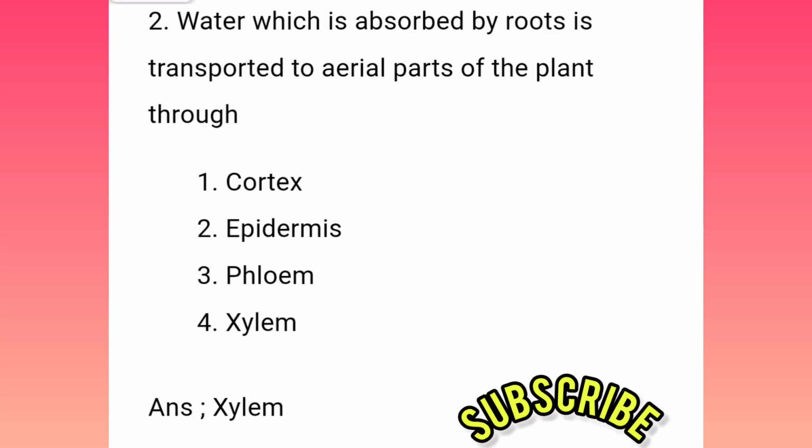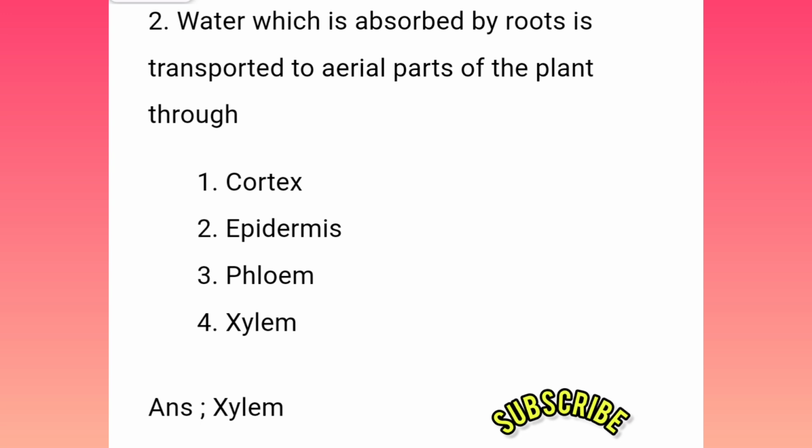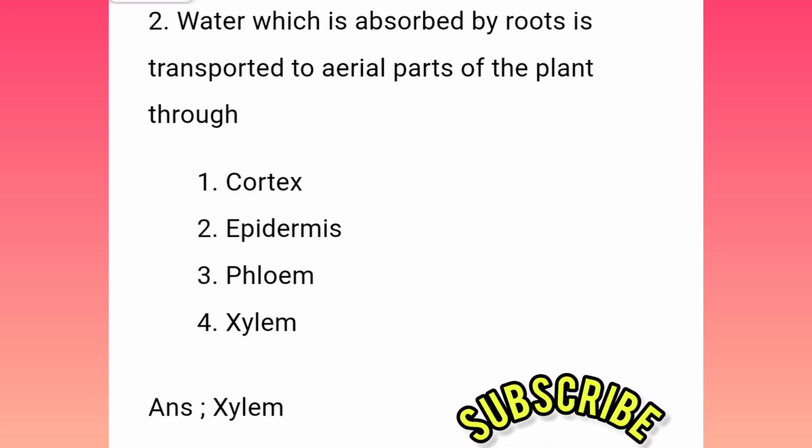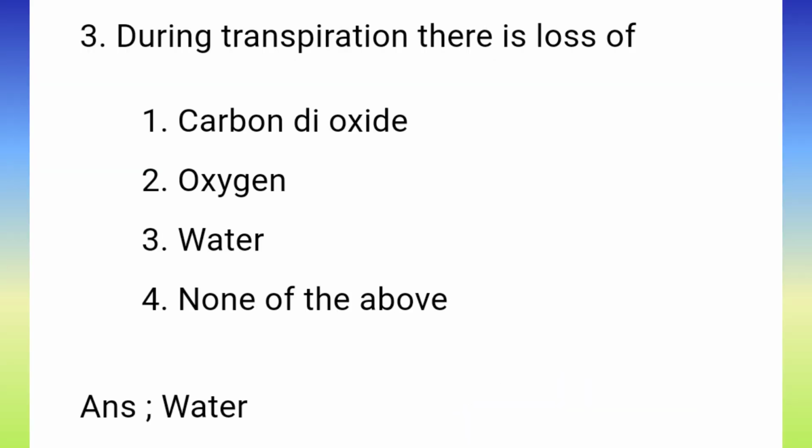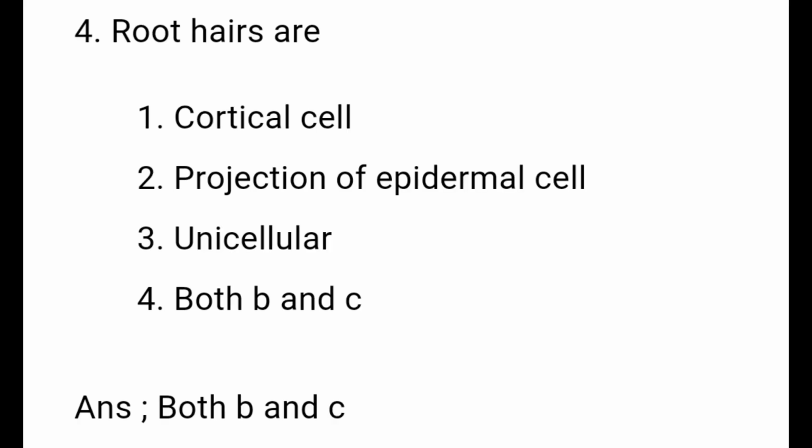Second one, water which is absorbed by roots is transported to aerial parts of the plant through answer option 4, xylem. Third one, during transpiration there is loss of answer option third one, water. Fourth one, root hairs are answer fourth one, both B and C.